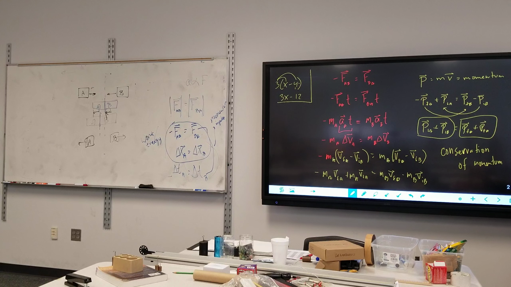Why this is critical, or why this is very important, is the conservation law holds true when you're working on your Nobel Prize winning work. Conservation of momentum is still there.